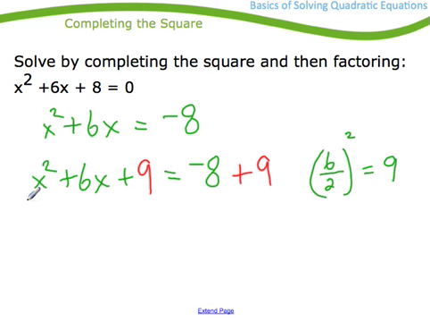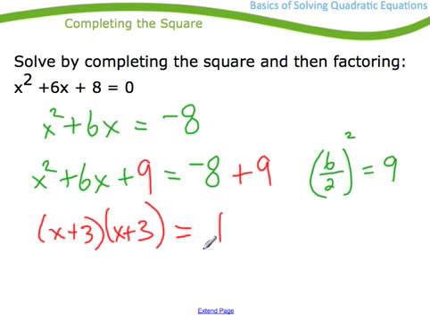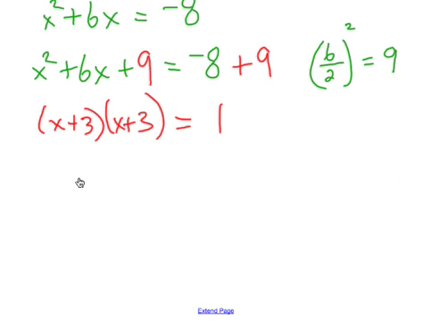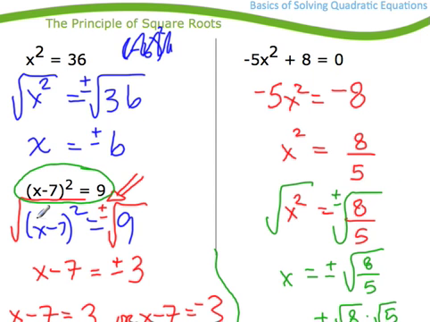So now my next step is to factor what's on the left side here. And you'll notice that when you factor it, two things that multiply to 9 and add to 6 are 3 and 3. Minus 8 plus 9 is 1. So on the left side I get x plus 3 squared is equal to 1. Okay, now see, that's what we had back here, something like that. Something squared is equal to a number.